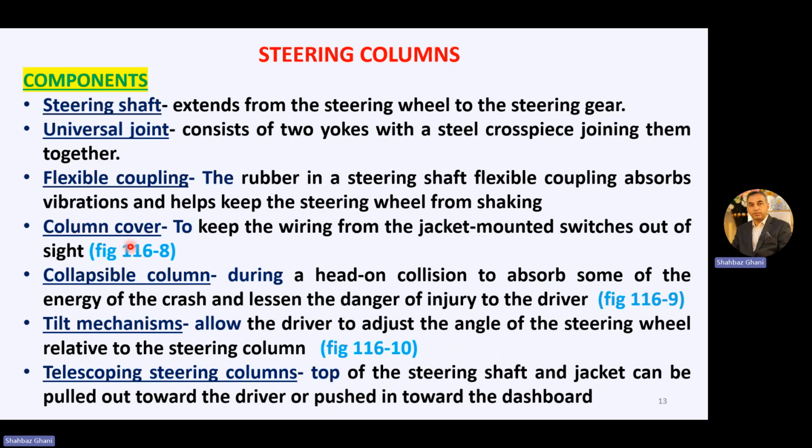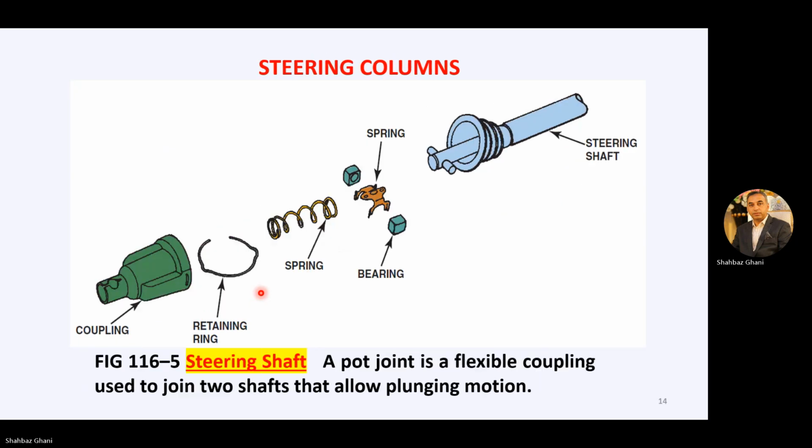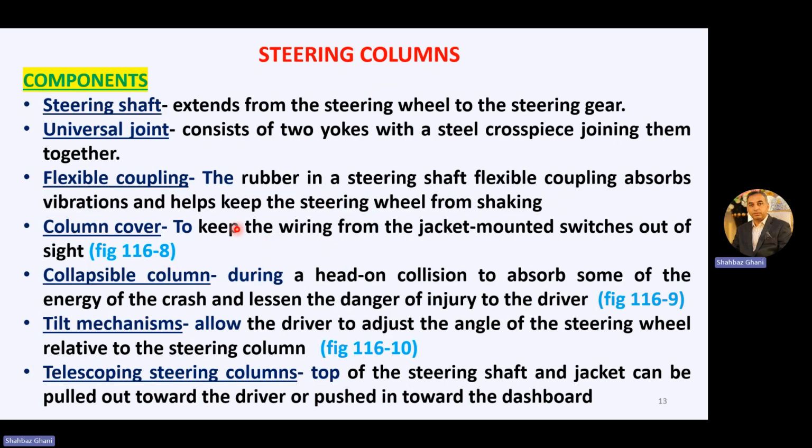Then we have the column cover. The steering shaft has its column cover to keep the wiring from the jacket mounted switches out of the side. We have the steering shaft going through that, and we have the wiring going through that, with the switches we have mounted on the steering wheel. So that's the column cover, which possesses all these things. Then the collapsible column. Let's see the steering column cover, which keeps the wiring from the jacket mounted switch in.